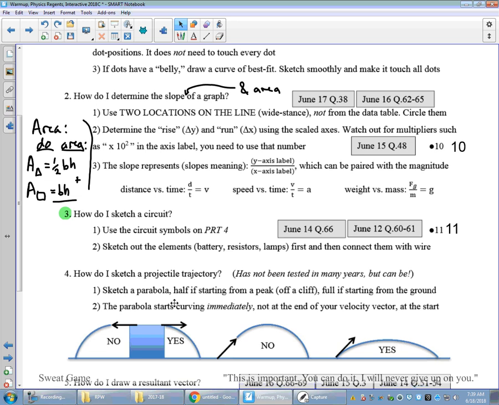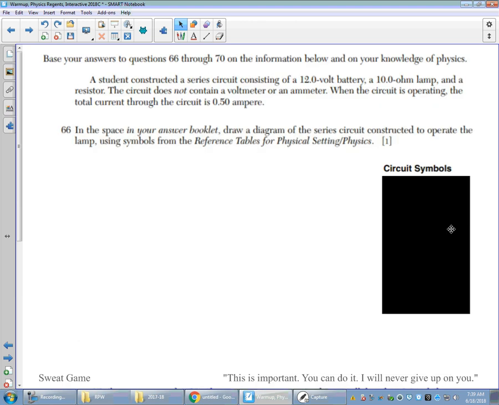How do I sketch a circuit? So sketching a circuit's a pretty easy thing. However, you just have to set it up cleanly. Again, use pencil. Okay, a student constructed a series circuit. Well, series, you should know, is in a row. So this one's actually easier to draw in some regard. It's got a battery, it's got a lamp, and it's got a resistor. No meters. So be careful with that.